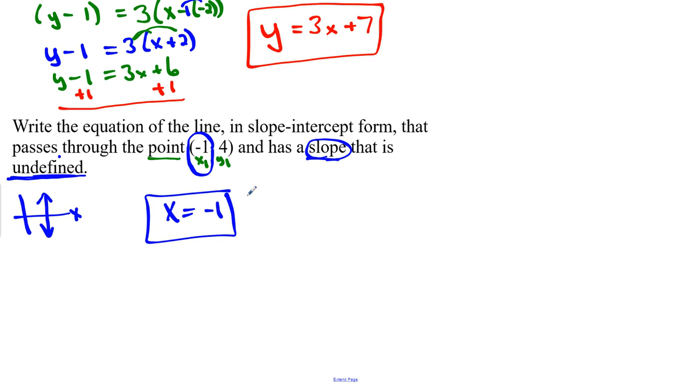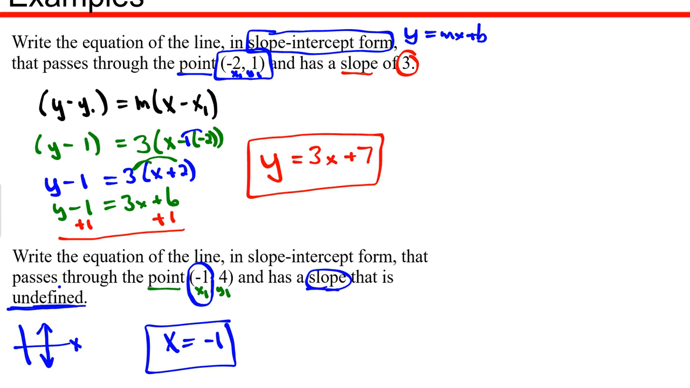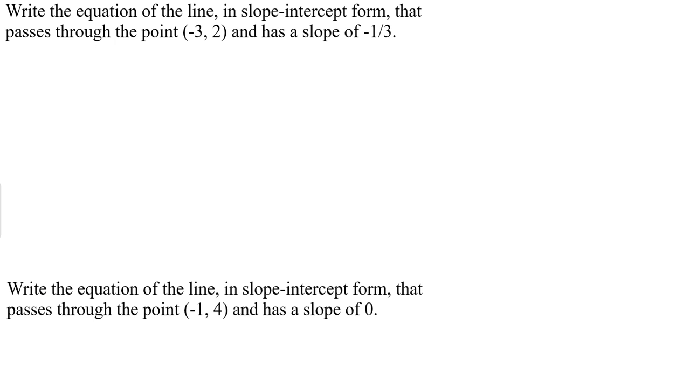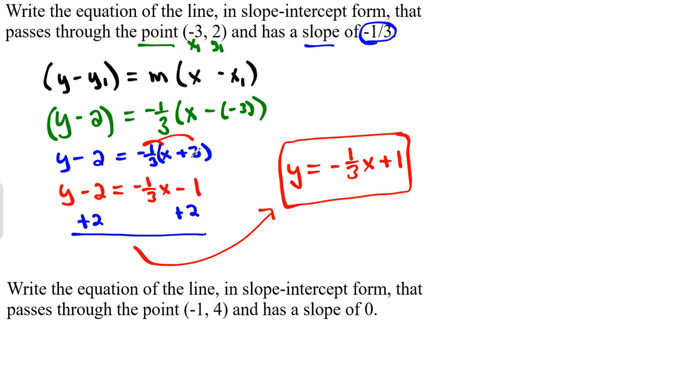So, all right, cool. Let's see about 2 more. Oh, now it's your time to shine. So go ahead and pause this video and work this first one out on the top. Here's the correct answer for this one. They were giving us a point, negative 3, 2, and it had a slope of negative 1/3. Once we plugged it into our point slope form and then simplified and solved for y, we got y equals negative 1/3 x plus 1.